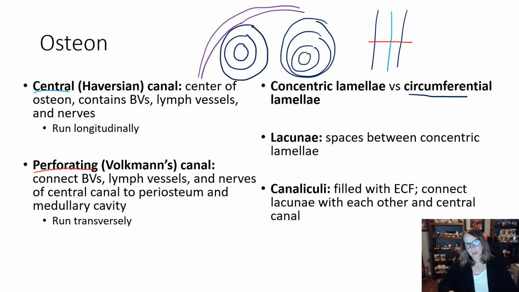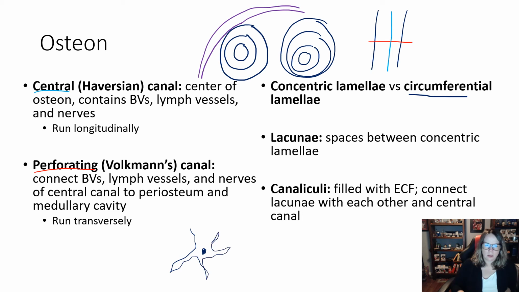Now, lacunae and canaliculi, these are structures that are associated outside of the osteocyte. So here's a little osteocyte. They look kind of funky. Okay. Now, surrounding the osteocyte is an empty space that we call the lacuna, just like in our cartilage. So that would be a lacuna.